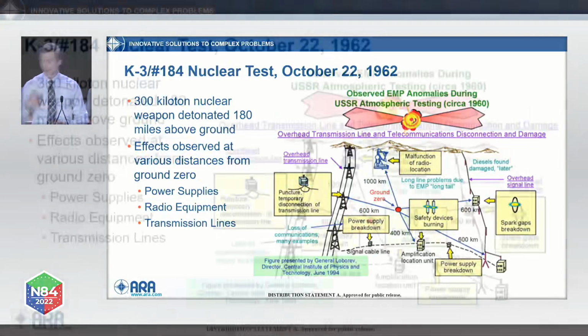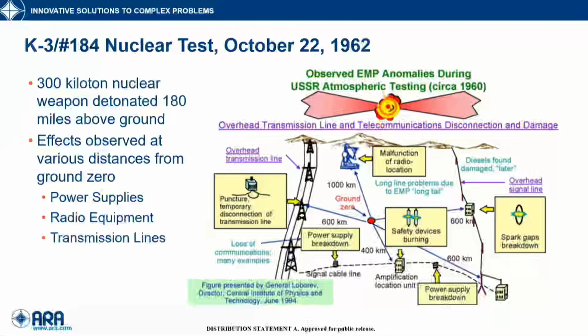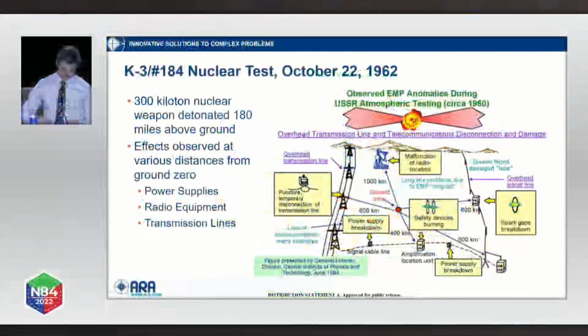And while America was doing this kind of testing, other countries were doing similar testing as well. The K3-184 nuclear test was done by Russians, same year as the Starfish Prime test, and similar effects were seen. There were reports of power supplies for radio equipment burning up so the radio equipment became useless, and just anything in the area connected to a long conductor is pretty much blown out.